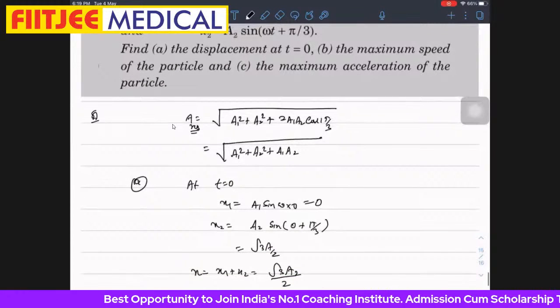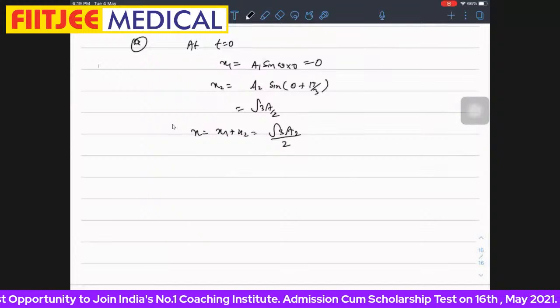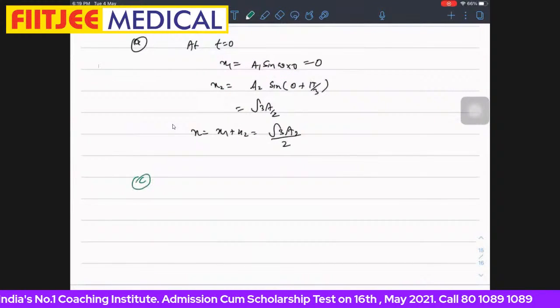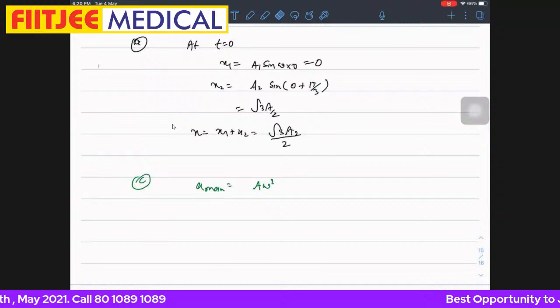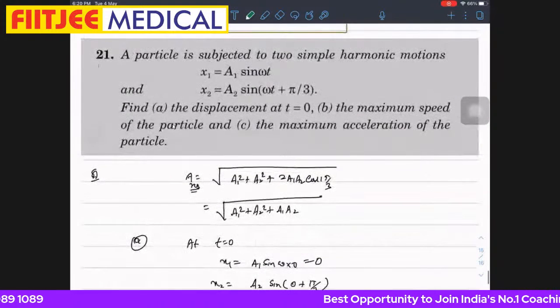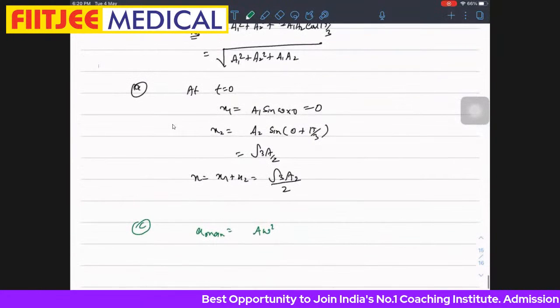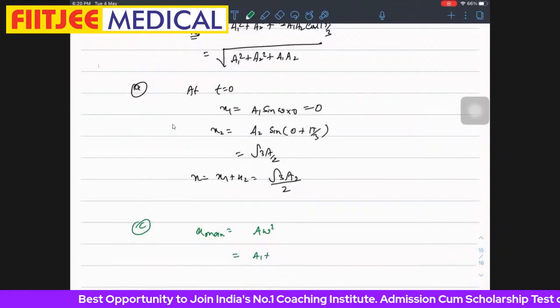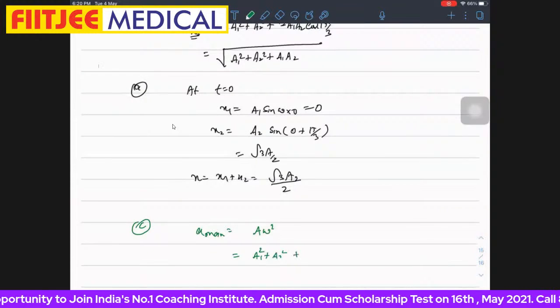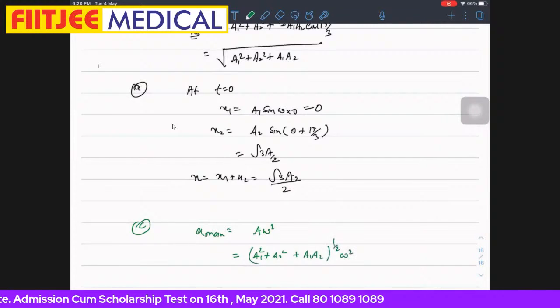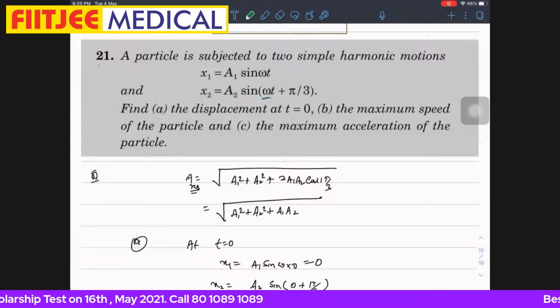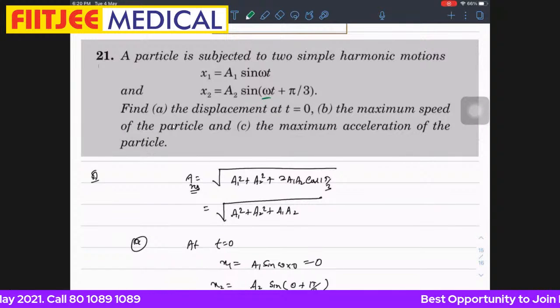Now see the maximum acceleration of the particle. So what is maximum acceleration? a max equals A omega squared. They're asking magnitude, so A omega squared. So what is the resultant amplitude we got? a1 square plus a2 square plus a1 a2, to the power 1 by 2, into omega square. Omega we have. So this is how we are supposed to approach problems related to combination of SHM.